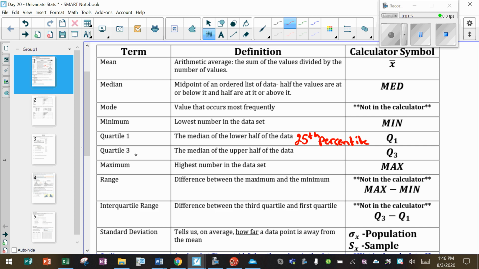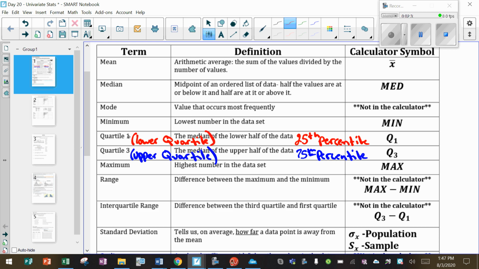Now the upper end, the 75th percentile score, that's Q3, that's called the upper quartile. So quartile 3, also known as the upper quartile, that is the value where 75% of the scores are either equal to or below. Q1 is also called the lower quartile.